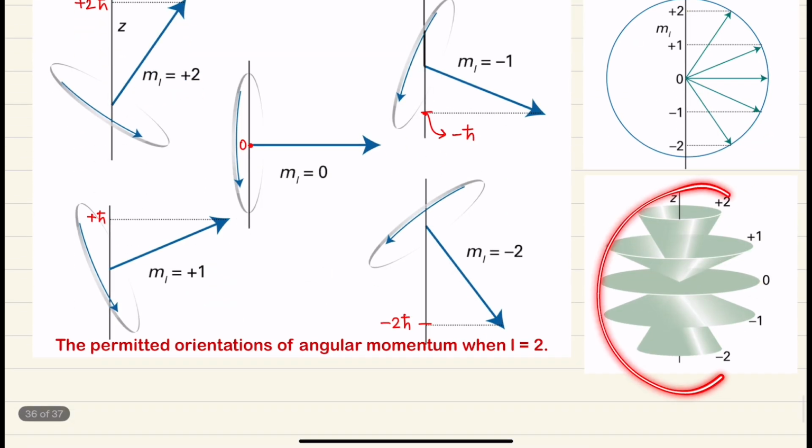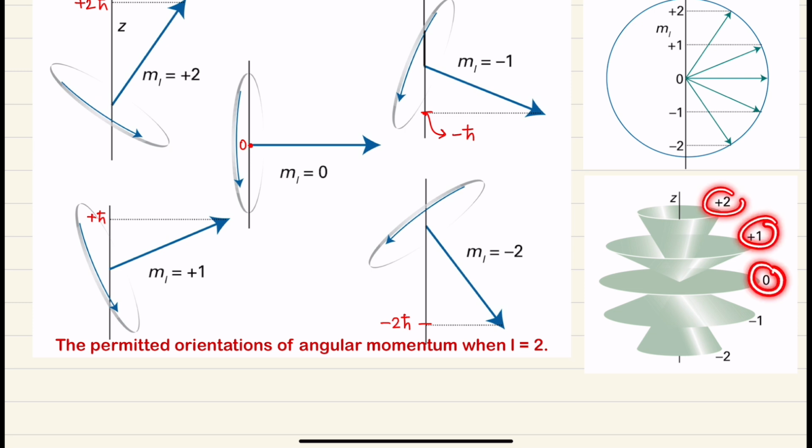Okay, and this diagram you are seeing here is called the vector model. Basically, all the cones here, these are the cones, understood? So all these cones represent the magnitude of the orbital angular momentum on the z axis, right? So this is minus 2 h cut, this is plus 1 h cut, 0 h cut, minus 1 h cut, minus 2 h cut, right?